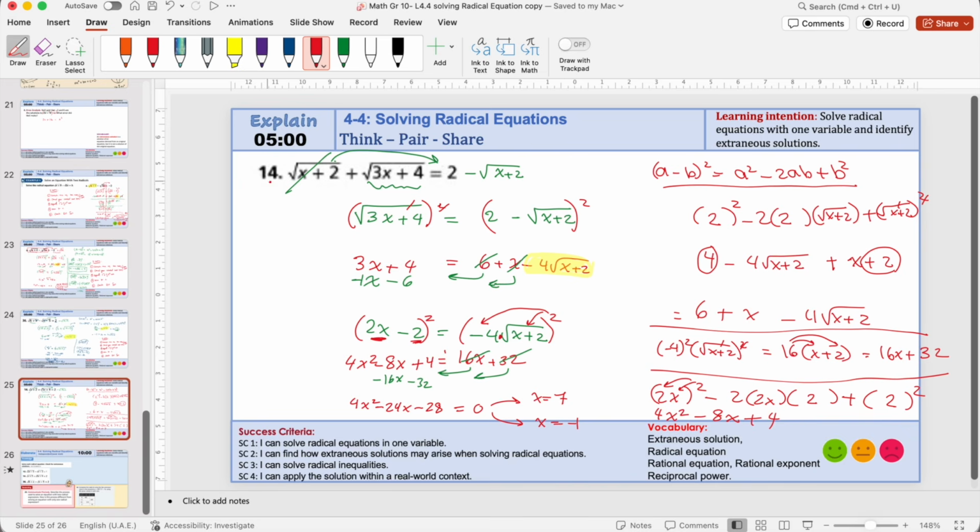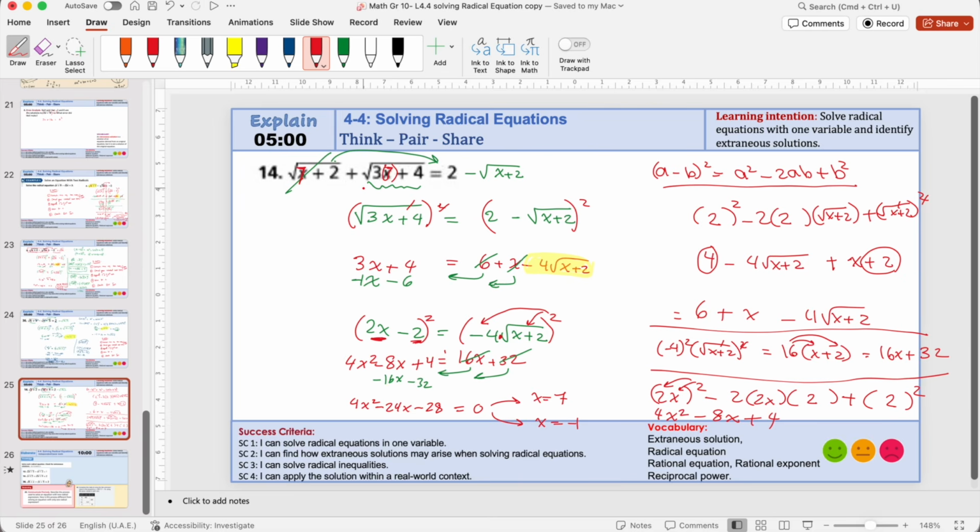So let's substitute the 7 to check for extraneous solution. Put the 7 everywhere instead of the x and put that whole thing in the calculator. So root of 7 plus 2 outside, and addition of another root of 3 times 7, 21, 21 plus 4. That's supposed to be 2. I got 8. What? Seriously? This is the extraneous solution. This is the biggest extraneous solution I've ever seen in my life. It gives 8.